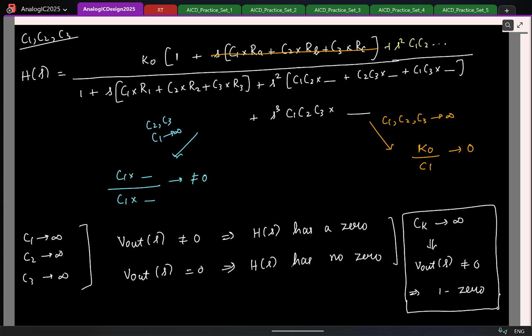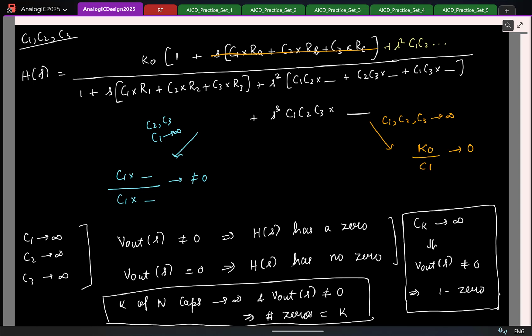Right, so I can basically generalize this. Let us say you tend Ck, Cj, Cl, and so on. I'll generalize. Let's say you are able to tend k of n capacitors to infinity, and my output in the Laplace domain is not 0. How many zeros do I have? K zeros. That's a very simple check you can do.